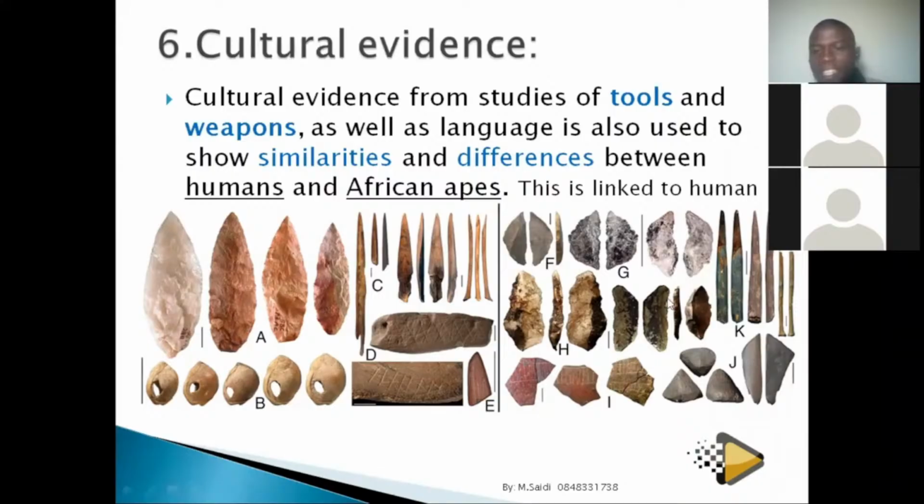So if you find this in South Africa, then it means that those humans were staying in South Africa. And then we can calculate how many years ago those organisms which used those tools existed. If we link them, we can see that evolution took place. And then we see that these were humans, but they evolved into more advanced organisms, which we call Homo sapiens.